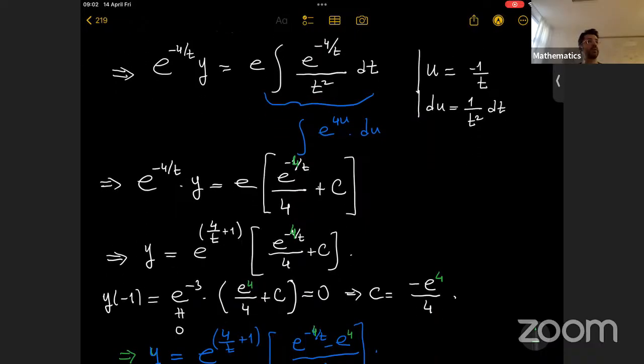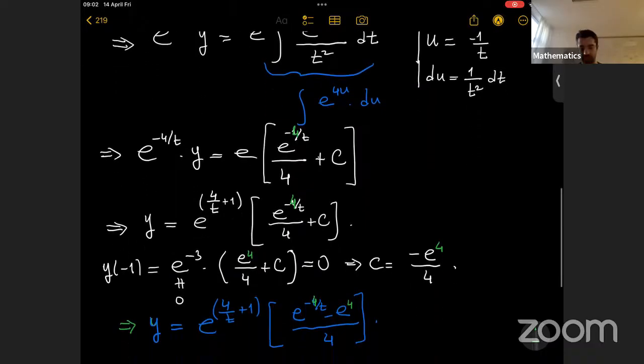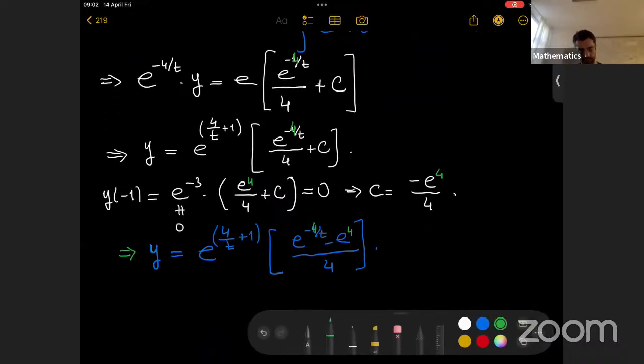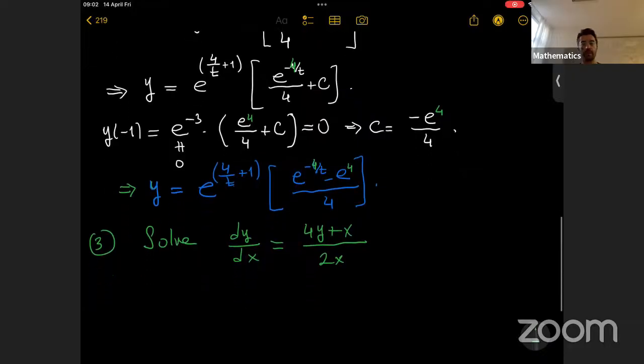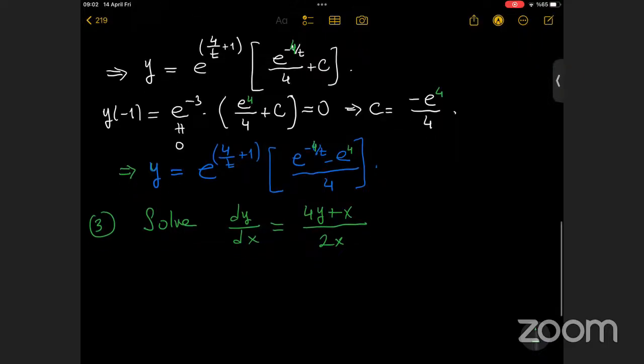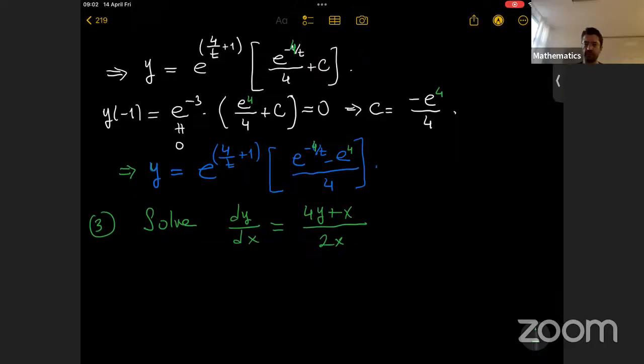All right, let's do another example. Let us solve dy/dx is equal to (4y plus x) over 2x. So what type is this equation? Any guess? Separable? It's not separable. Homogeneous.